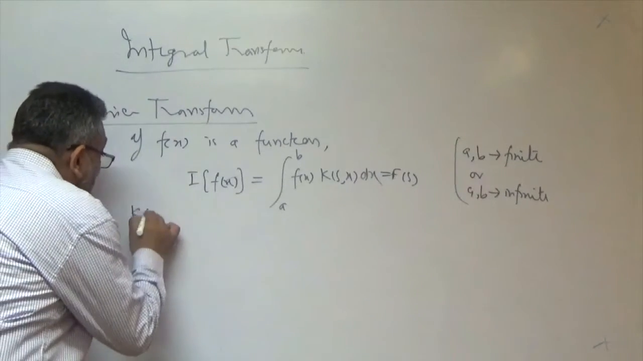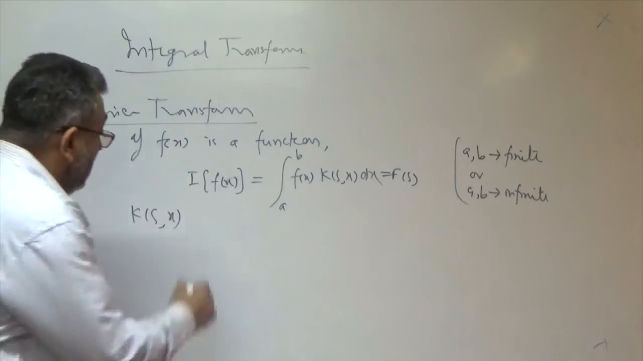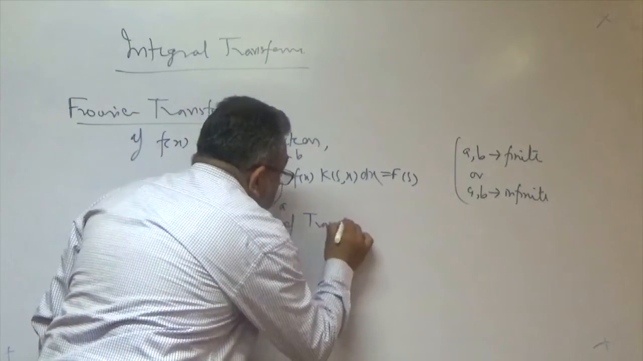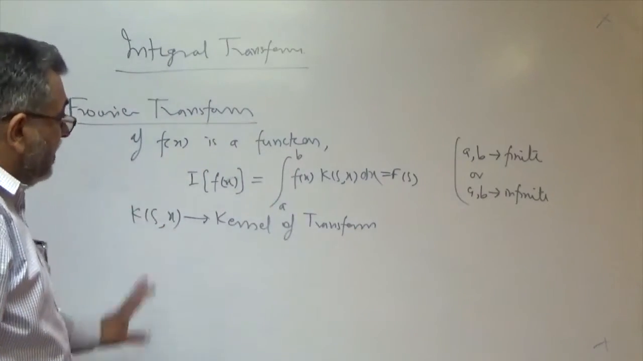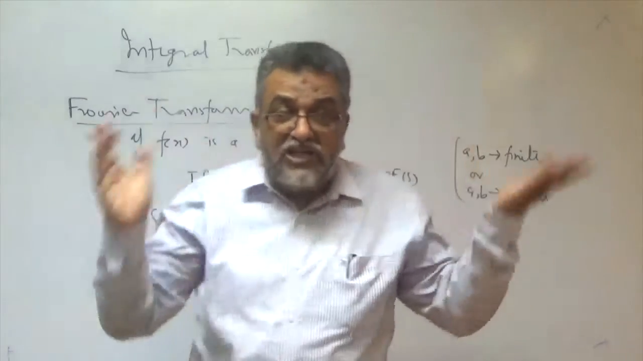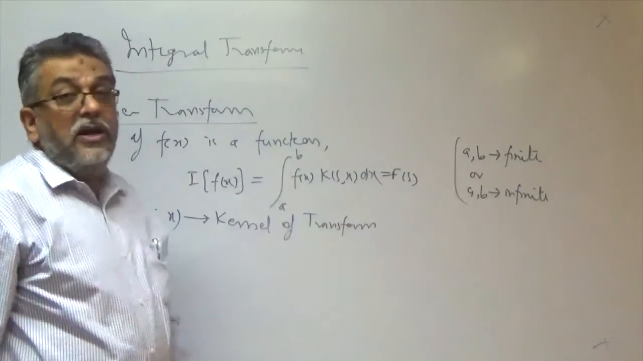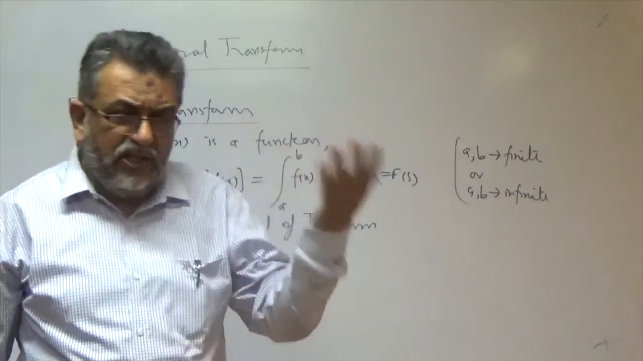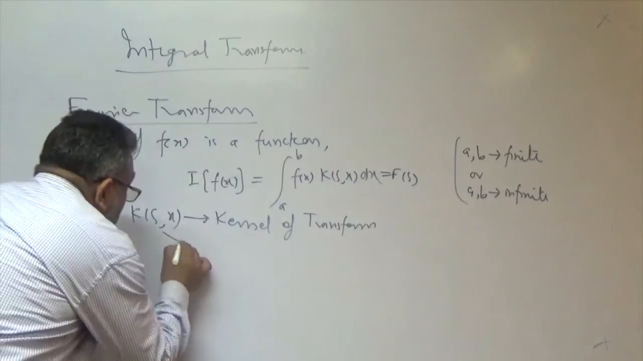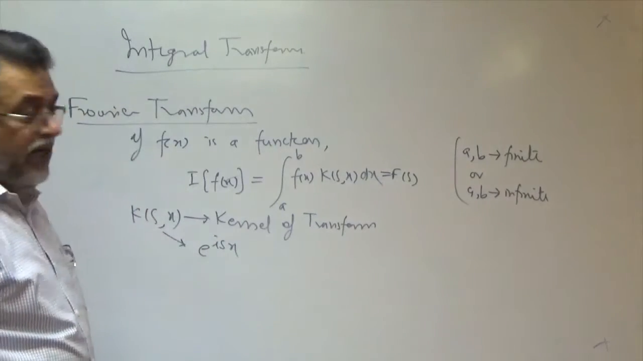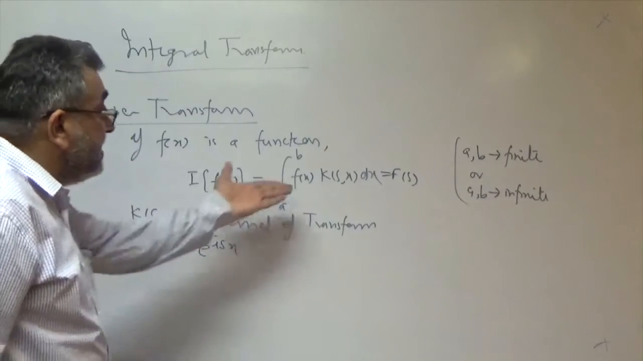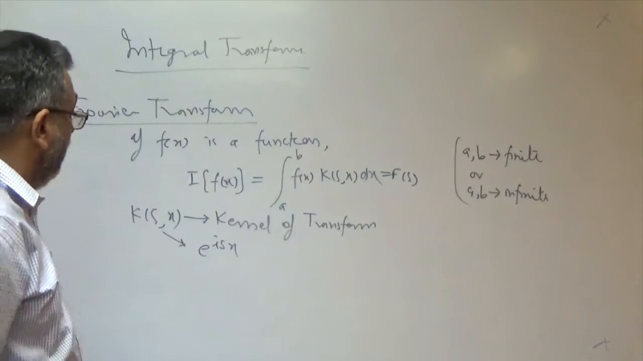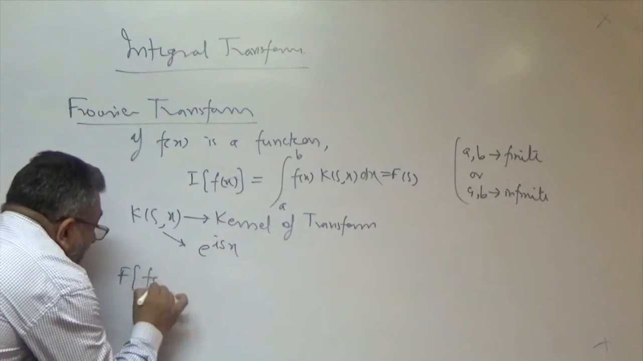And here, actually, this function k(s,x) has a very important role. It is called the kernel of the transform. Basically, the various types of integral transform depend upon the kernel of the transform. If this is an exponential function, then this is another type of integral transform. If we take this as the complex exponential function, e to the power i s x, then this integral transform is called the Fourier transform, or you can say the complex Fourier transform.